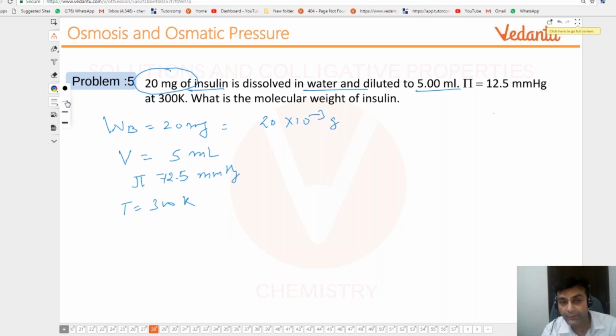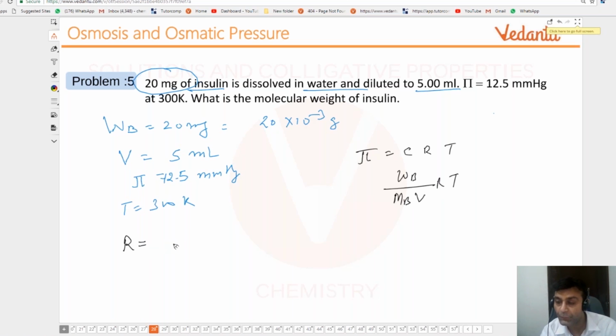Okay, quickly tell me the formula that we can use here. Pi is equal to CRT, right? C is molarity, weight upon molecular mass into V, into R into T. Now, what is the value of R you are going to use in this question? Yes, 0.0821. Now tell me, all of you, the unit of this value of R.